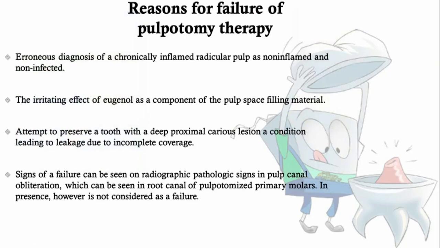And there are a few reasons for the failure of pulpotomy therapy. Let's see what the reasons are. We might make a wrong diagnosis by saying that the radicular pulp is non-inflamed and non-infected. That is one of the main reasons for the failure of pulpotomy. We also use zinc oxide eugenol, right? So eugenol causes an irritation for the pulp space filling material. An attempt to preserve a tooth with a deep proximal carious lesion is a condition leading to leakage due to incomplete coverage. There are also signs of failure that can be seen radiographically, such as pathological signs. Pulp canal obliteration, which can be seen in the root canal of pulpotomized primary molars, in its presence, however, is not considered a failure.